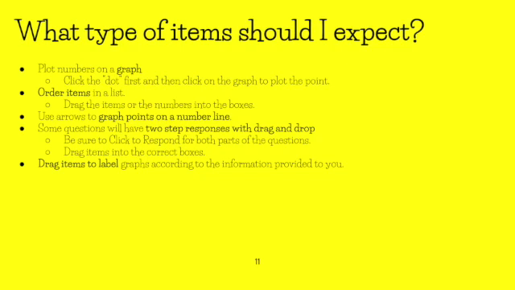Order items in a list. Drag the items or the numbers into the boxes. Use arrows to graph points on a number line. Some questions will have two-step responses with drag and drop. Be sure to click to respond for both parts of the question. Drag items into the correct boxes. Drag items to label graphs according to the information provided to you.